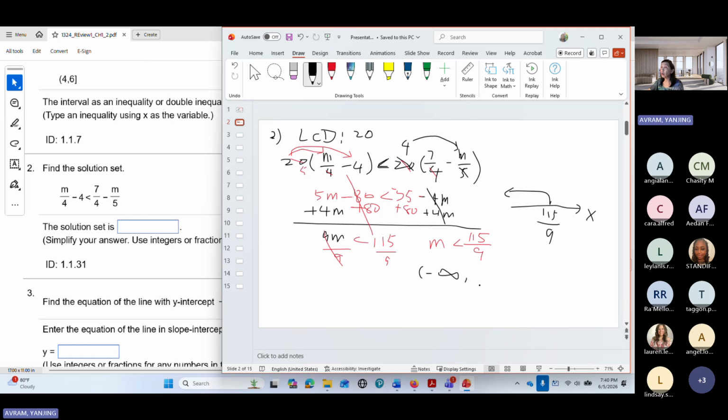All right, an interval always needs to have two numbers, a smaller number on the left and a larger number on the right. Okay, and less than means my smaller number will be negative infinity. All right, and then my maximum, or my larger number here, is 115 over 9, and use the parenthesis because this doesn't have an equal sign. Okay, so this is your final solution in interval notation.